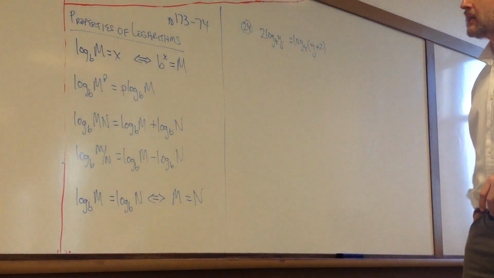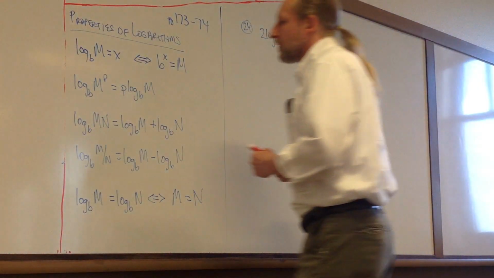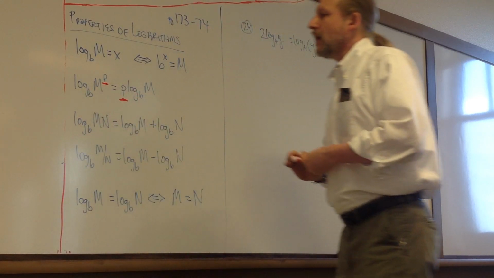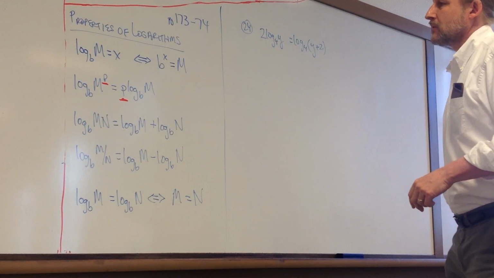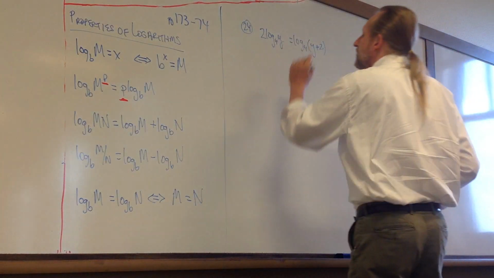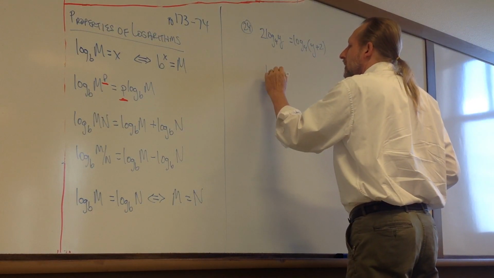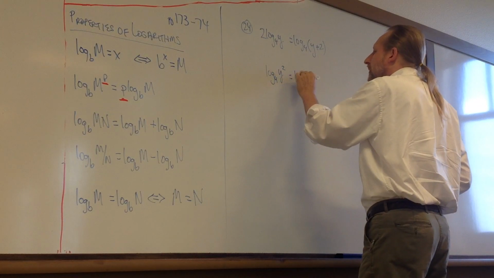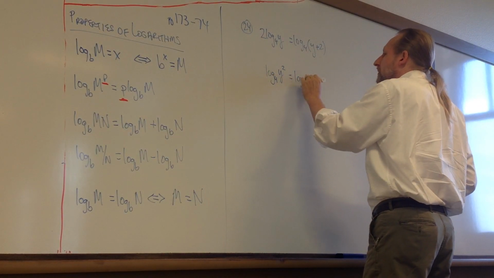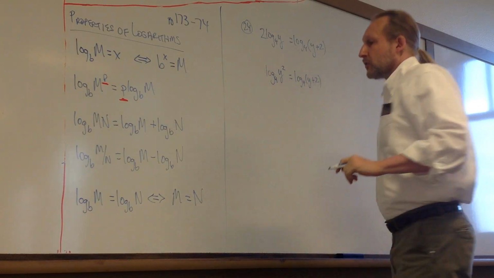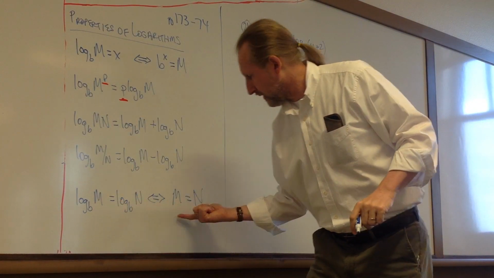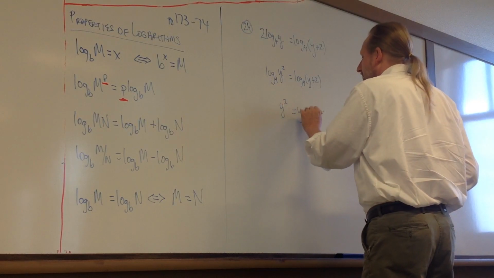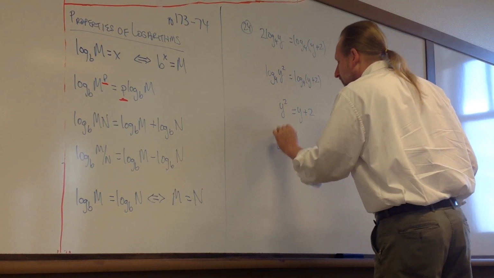The only place where that's not true is right here. Okay? If you've got a coefficient in front of your logarithm, one way to work with that is to move that up as an exponent. And so we're going to restate this as log to the base 4 of y squared equals log to the base 4 of y plus 2. So now we've got it set up like this, and we can pull these out and set them equal to each other. Y squared equals y plus 2.